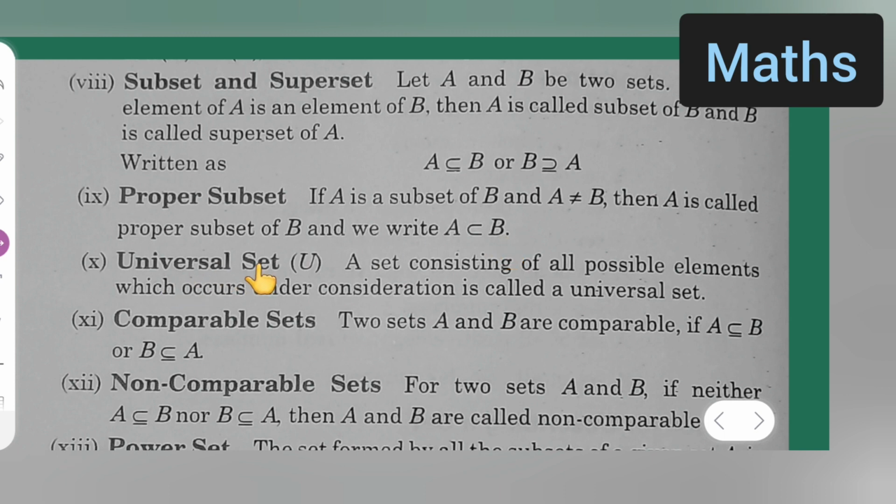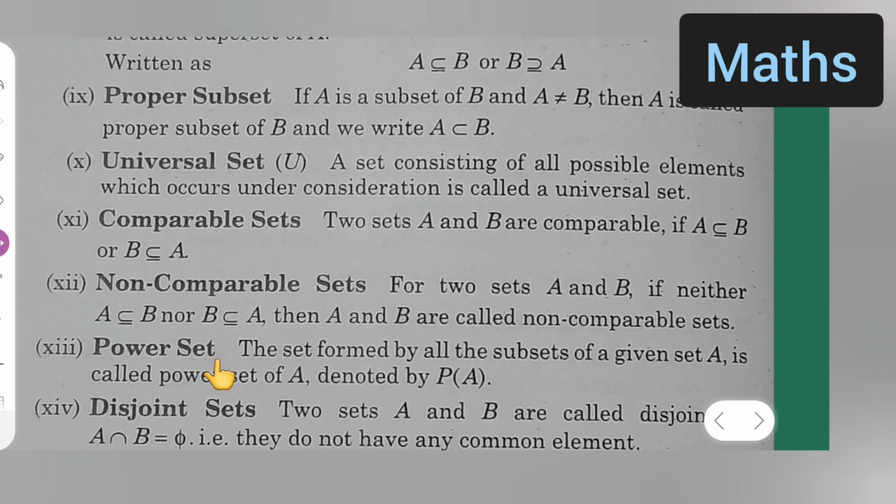Okay, next is the universal set. Okay, it is denoted by U. A set containing all possible elements which occur under consideration is called universal set. Next is the comparable sets. Two sets A and B are comparable if A is a subset of B or B is a subset of A. Next, moving towards the non-comparable sets. For two sets A and B, if neither A is a subset of B nor B is a subset of A, then A and B are called non-comparable sets.